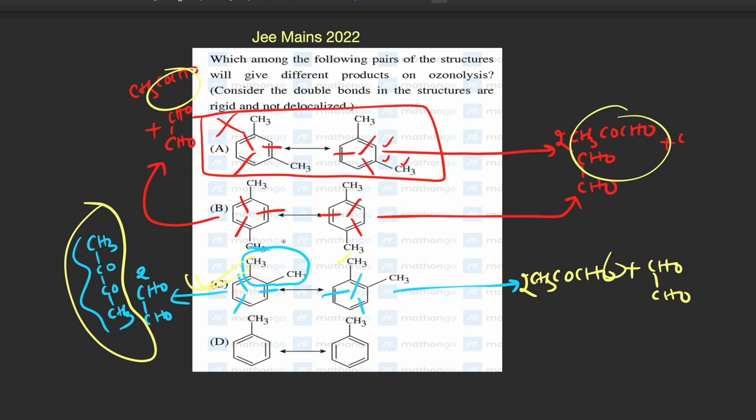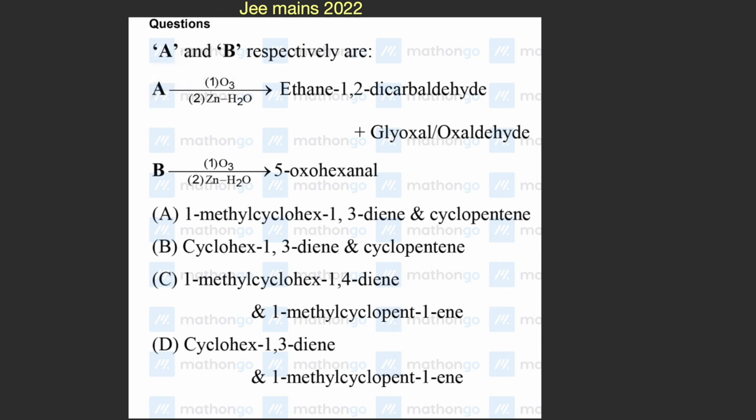We'll move on to the next question. The question is about A and B respectively in the reaction. So A reacts with ozone and produces ethane 1,2-dicarbaldehyde and glyoxal. B reacts with ozone and produces 3-oxohexanol. So we have to state what would be the products of A and B.